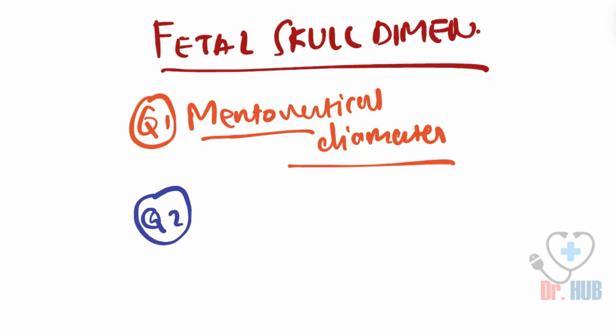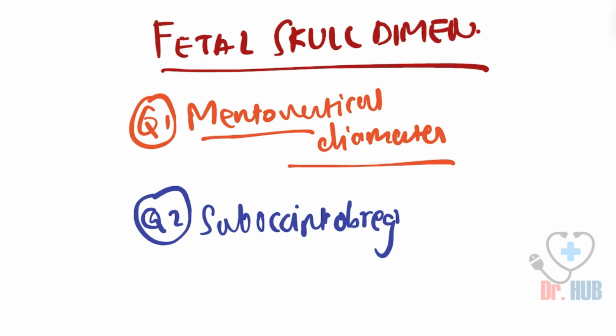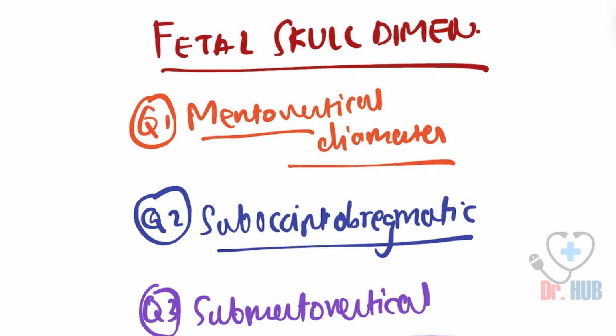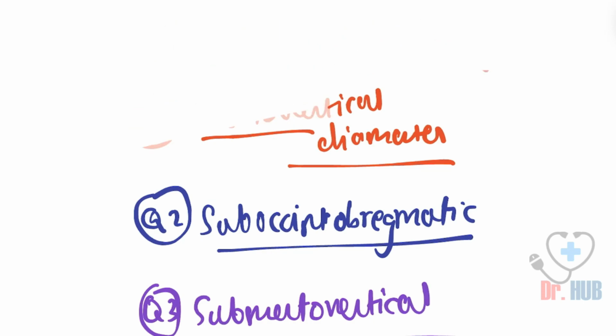The second question is, what is the sub-occipito-bregmatic diameter? So we want to know again the length and the presentation. The third question is, talk about the sub-mento-vertical. So in this video, we'll find out the answers to all these questions, and at the end of the video, there are some bonus questions.